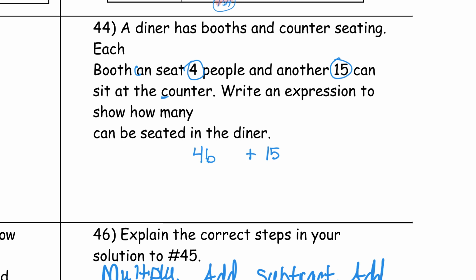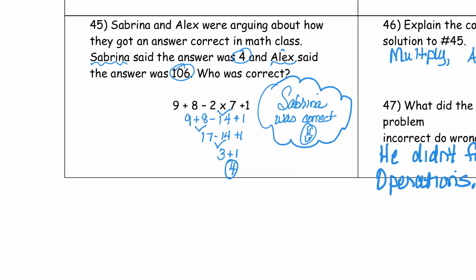Number 44 was a little bit of a challenge. Great word problem to write and translate an expression. A diner has booths and counter seating. Each booth can, that should be can, seat 4 people, and another 15 can sit at the counter. Write an expression to show how many can be seated at the diner. Very simply, you would multiply 4 times the number of booths, and we could make that B, plus the 15 that can sit at the counter. So your final expression for that one, 4B plus 15.